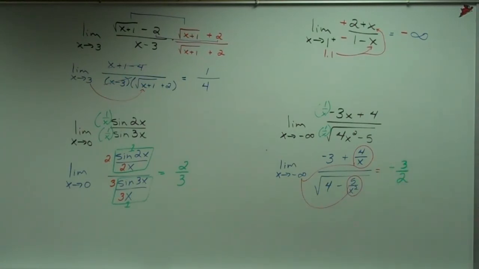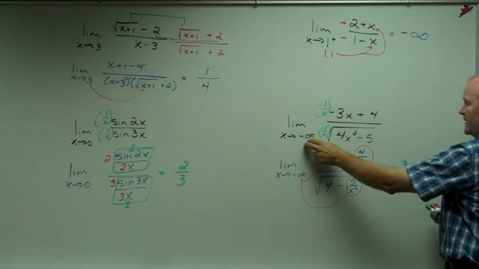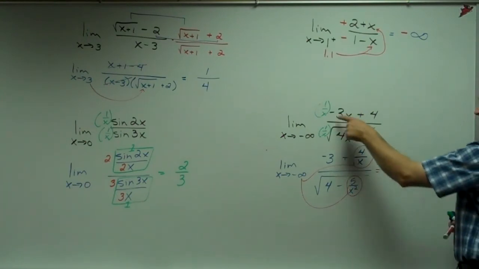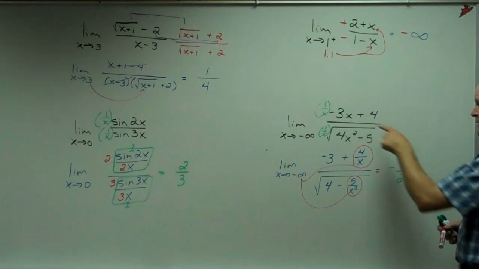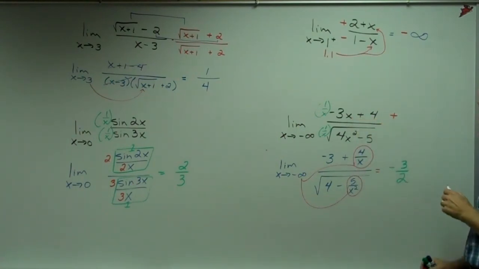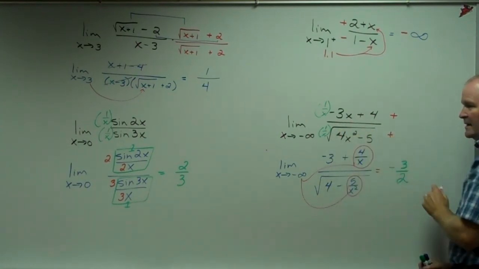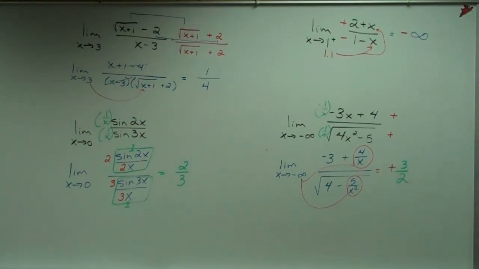My answer is 3 halves, but it's either going to be a positive or a negative depending upon what's going on. Because of this square root thing, I've got to check. So I go back to the beginning. This is a negative number I'm plugging in. Negative 3 times a negative number is what? Positive plus a positive is positive. The square root of anything is always positive. So the answer to this is really positive 3.